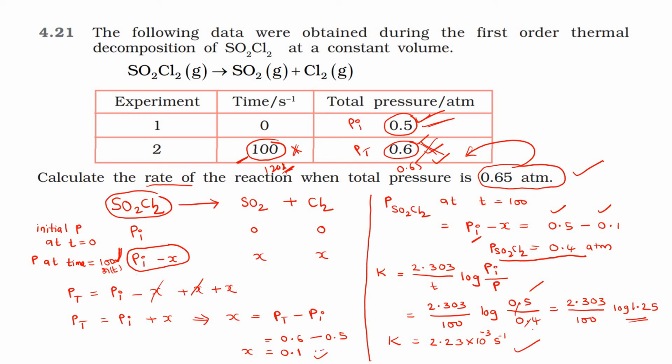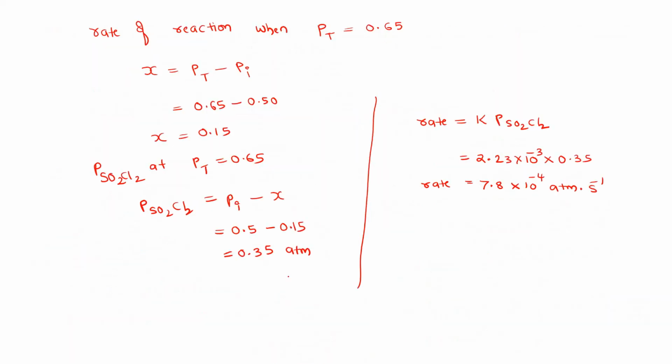0.1. Why? Because here you got 0.1, because the total pressure I have taken here was 0.6. But now I am taking X with the same formula, but the total pressure I am not taking 0.6. You are taking 0.65. Initial pressure will be same. So X equal to, we got 0.15.